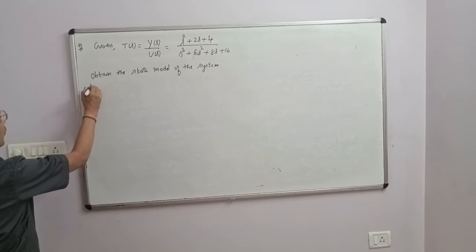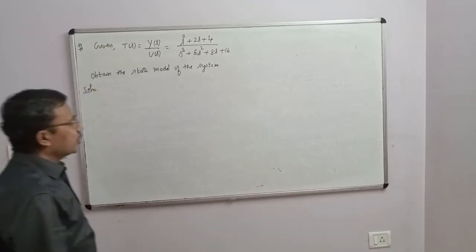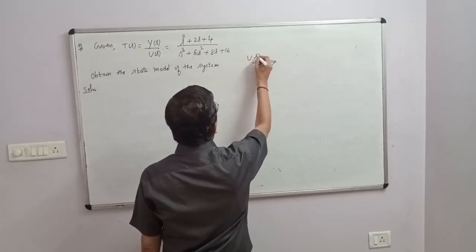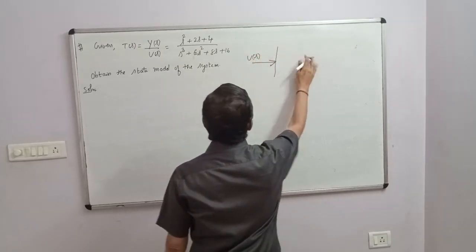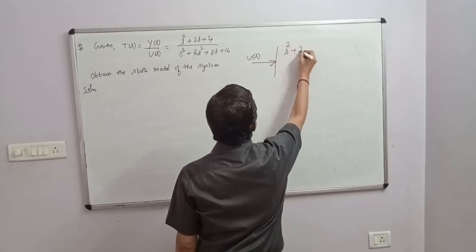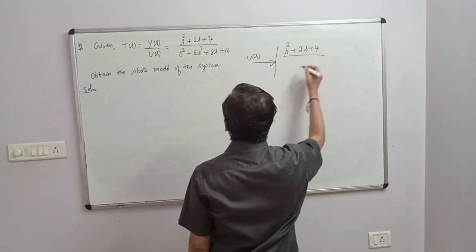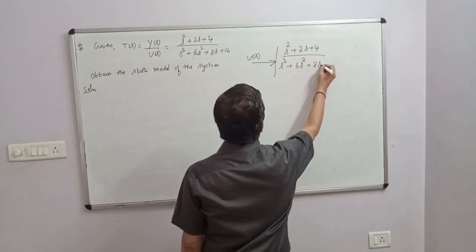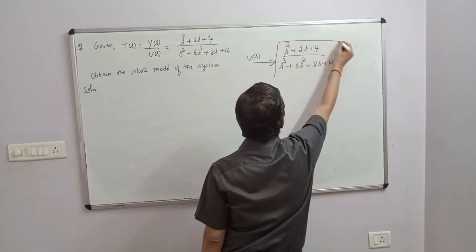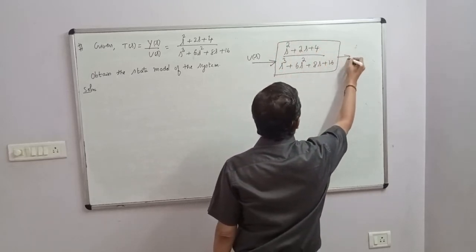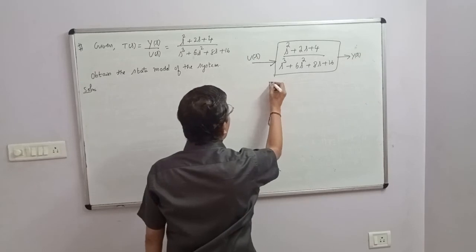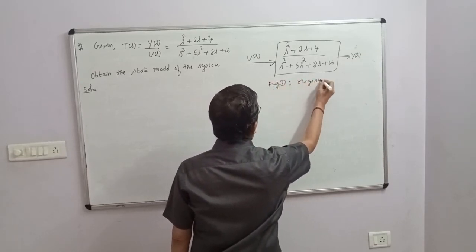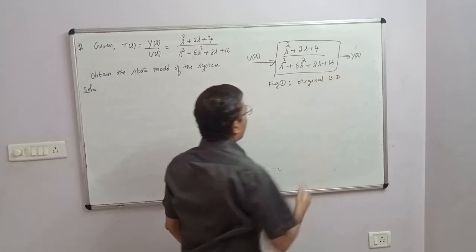Solution. This is the block diagram representation of the system. Input is u of s. Inside the block, I'll write the transfer function s square plus 2s plus 4 divided by s cube plus 6s square plus 8s plus 16. Output is y of s. This is figure 1. Figure 1 represents the original block diagram.